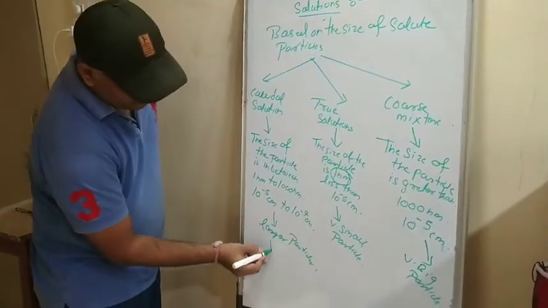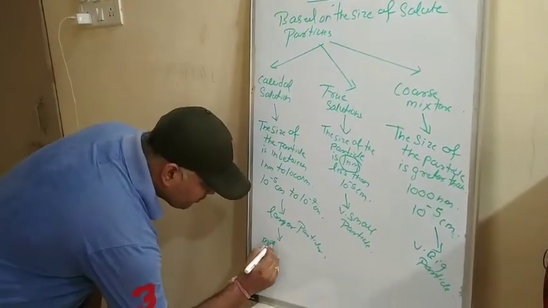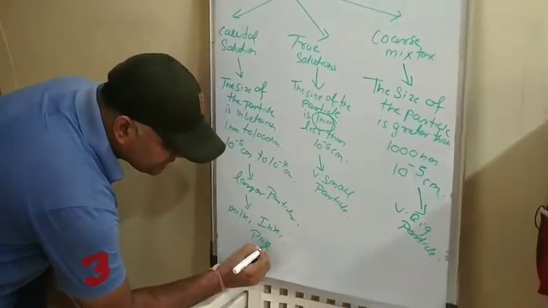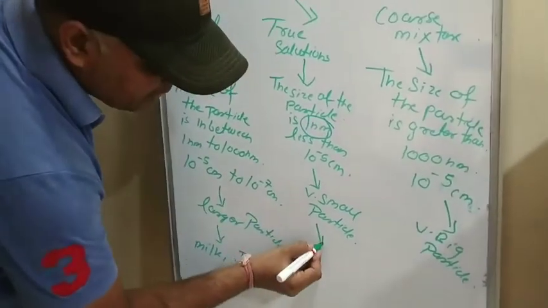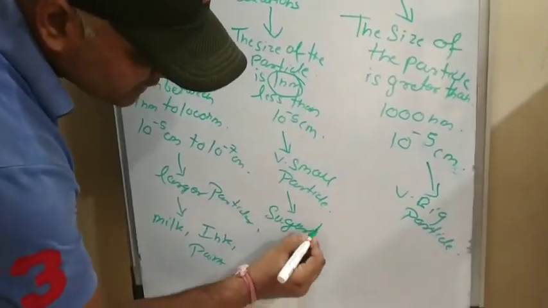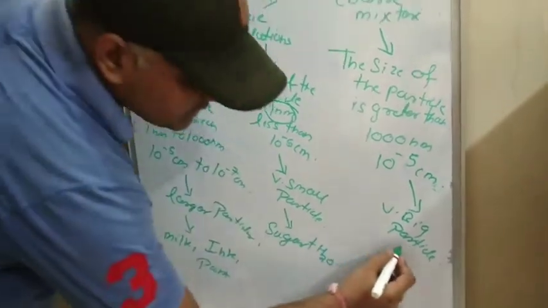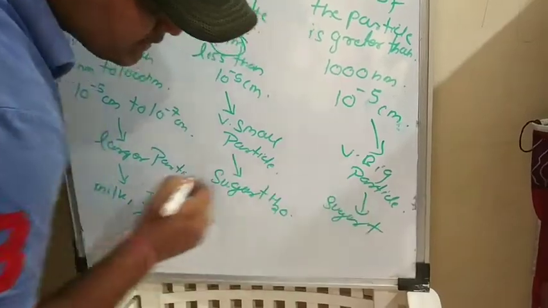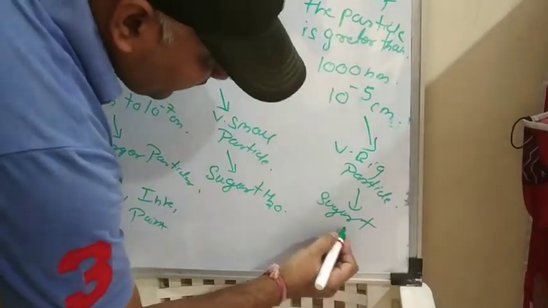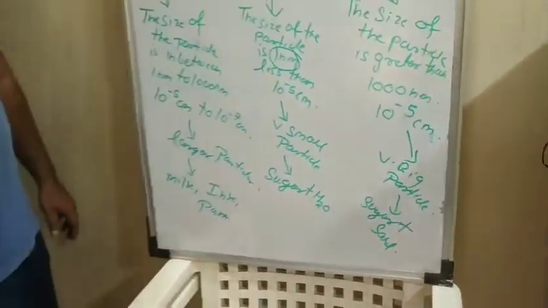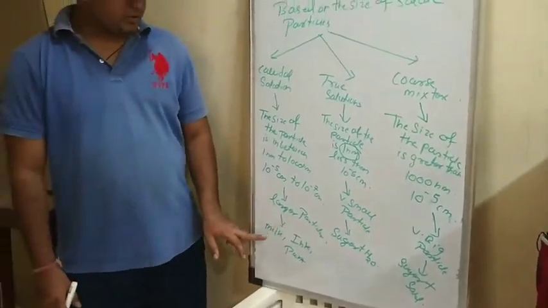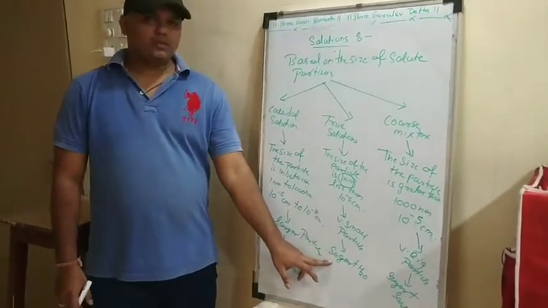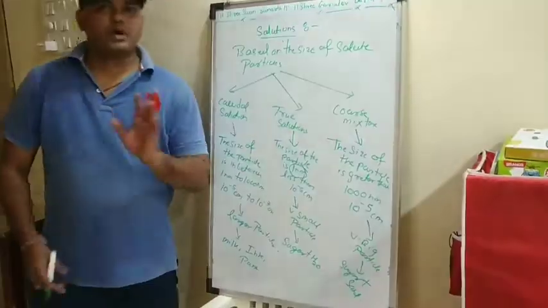Now in this case, milk can be an example, ink can be an example, paint can be an example, right? In this case, the example will be sugar plus water. And here the example will be sugar plus sand. Sugar plus sand is the example, right? I hope that you have understood the examples also. Milk, ink and paint are the colloidal solution. True solution is sugar plus water, and coarse mixture is sugar plus sand.